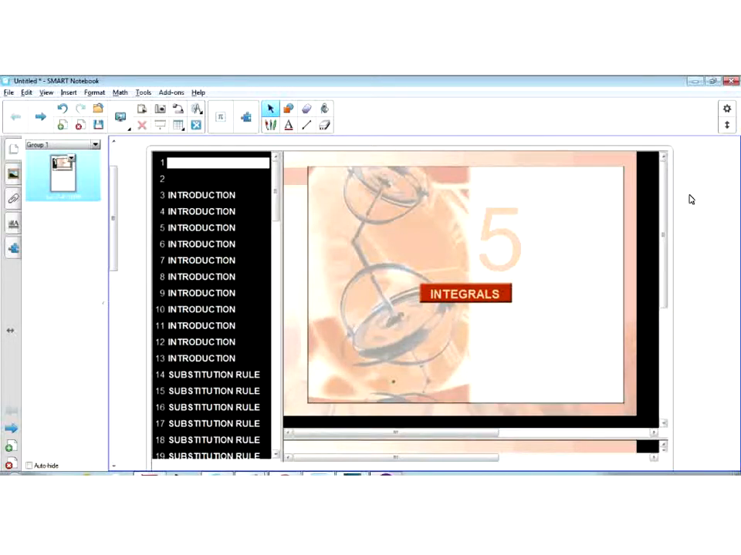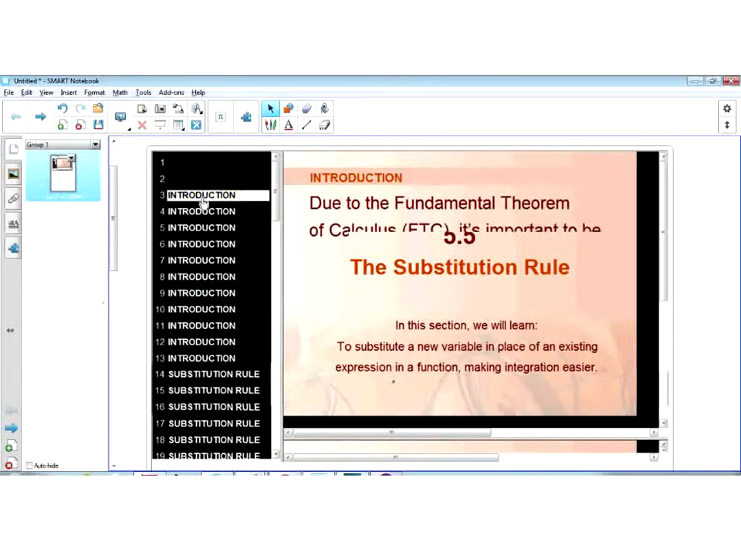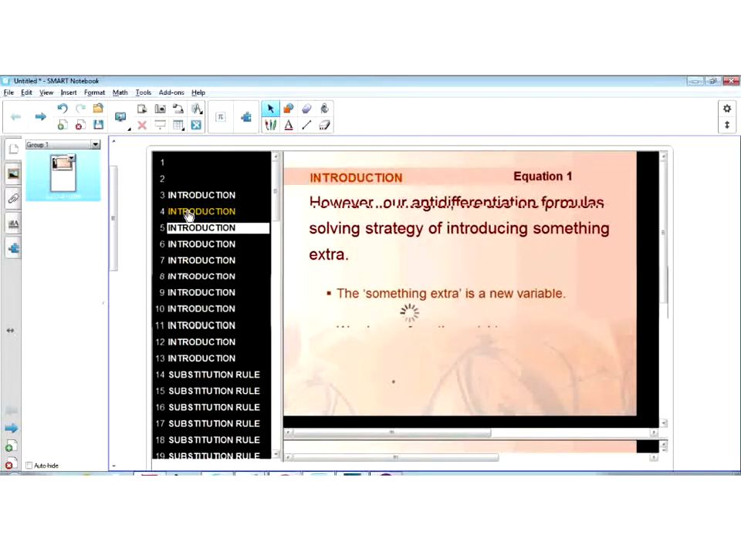the antiderivatives aren't too apparent. Okay, it's not too obvious what the antiderivatives of the integrals will be. So, due to the fundamental theorem of calculus, it's important to be able to find antiderivatives. So that's oftentimes the challenge in solving these problems.